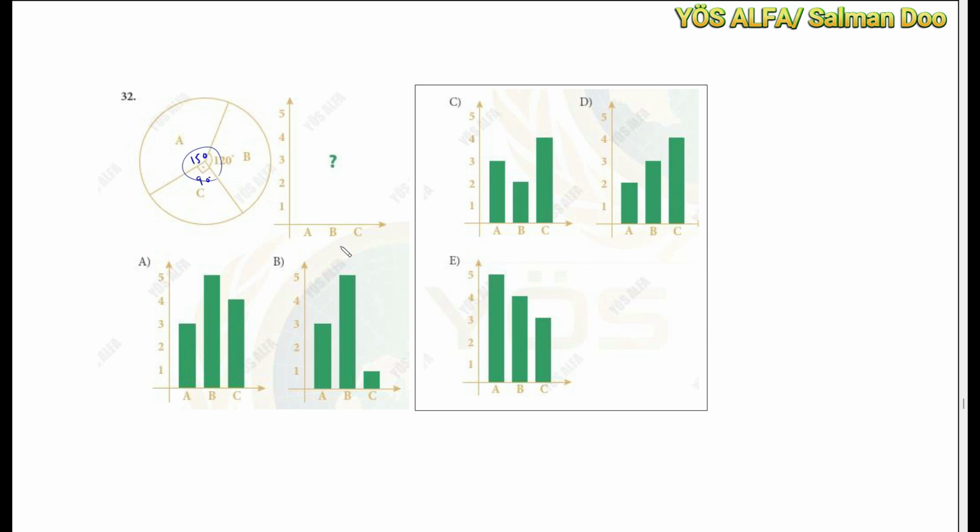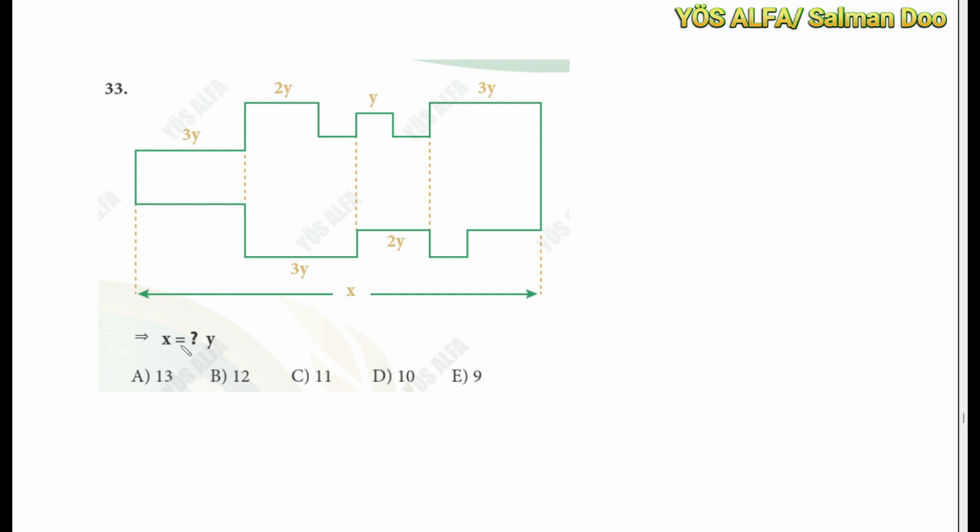So we'll find the ratio of A, B, and C. A is 150 and B is 120 and C is 90. We divide all these three by 30. So we have 5, 4, and 3. So these are the ratios of A, B, and C. So let's check the answers. 5, 4, 3, A, B, C. So that's the answer.